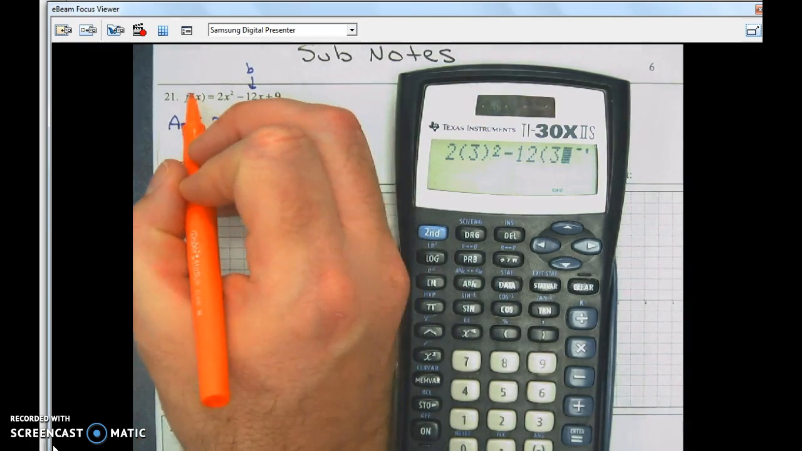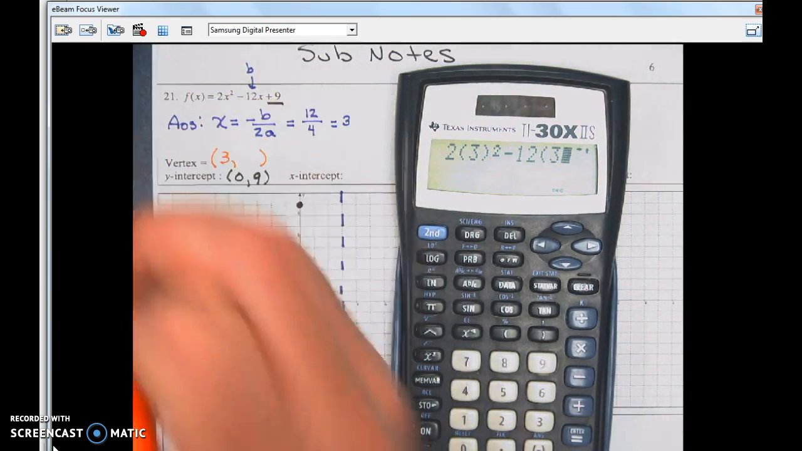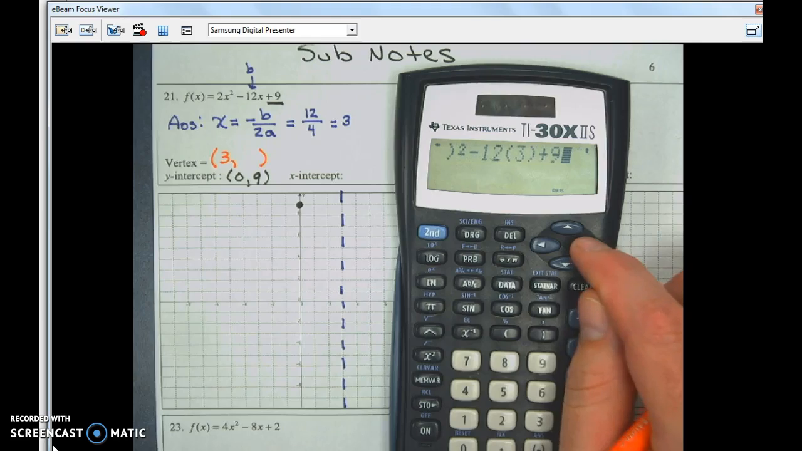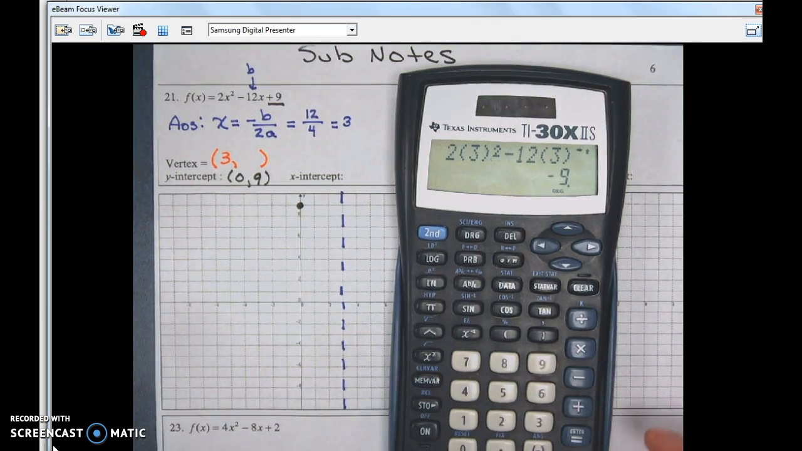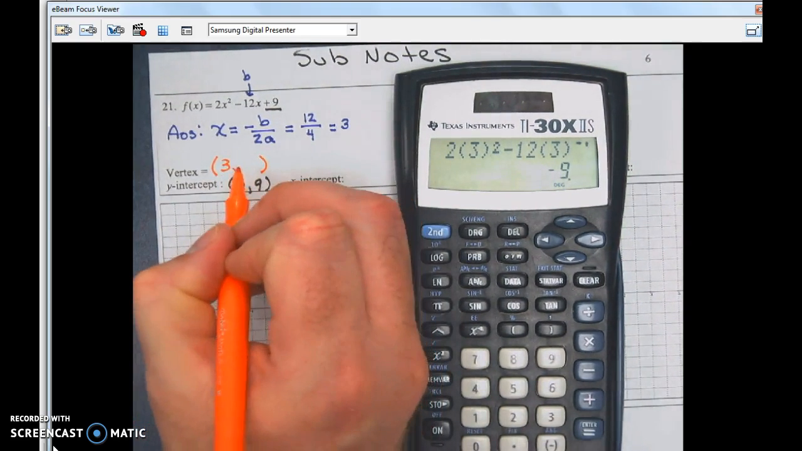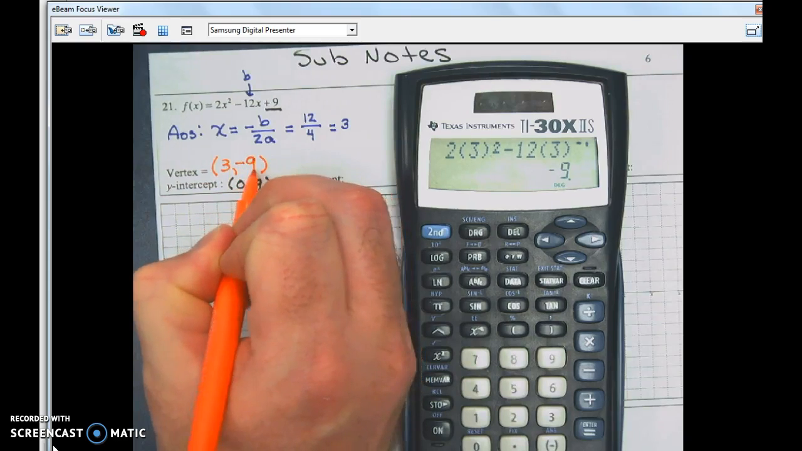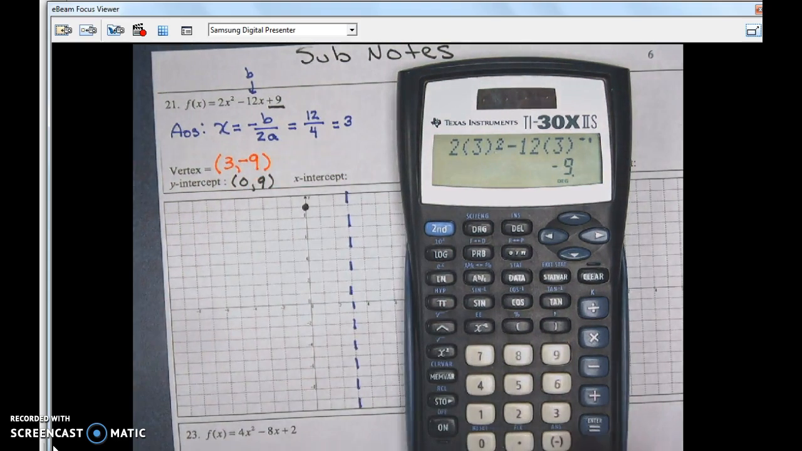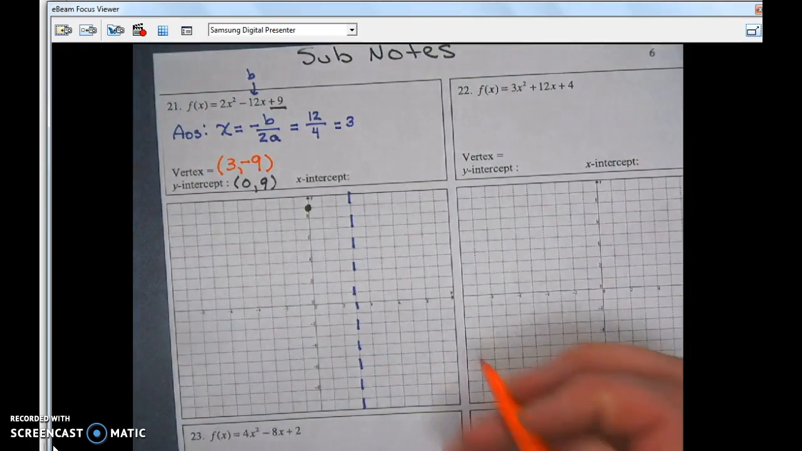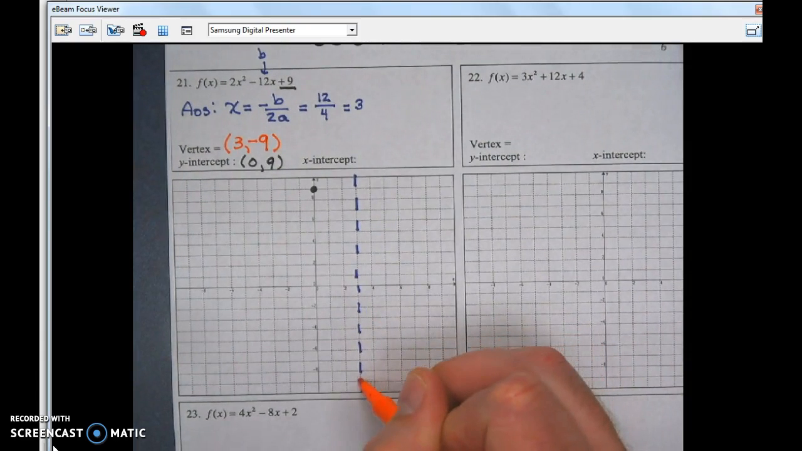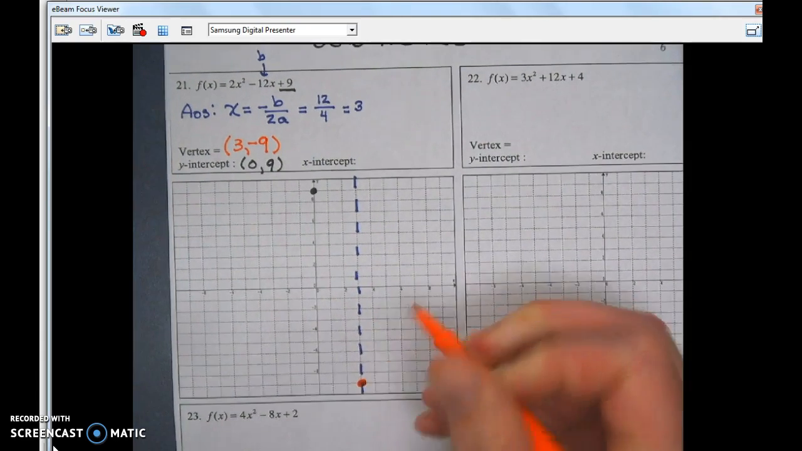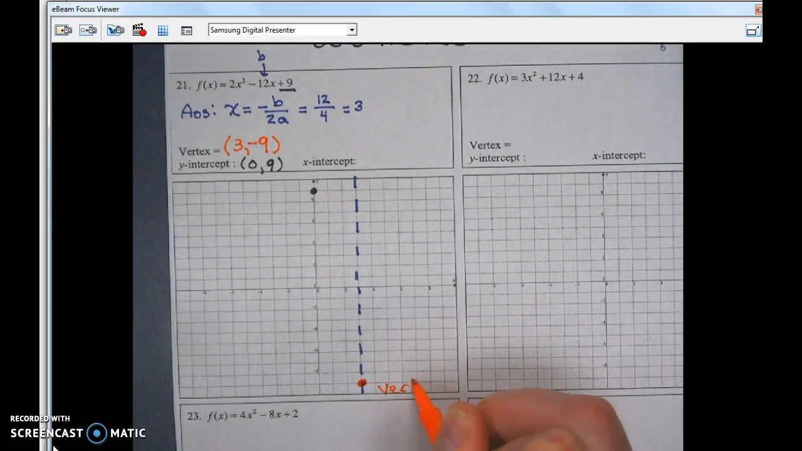And so I just typed in exactly what I saw up here in this f of x equation. Remember, f of x is just a nice way of saying y equals, so don't worry about that f of x. And so when I hit enter, I get negative 9. So my vertex is 3 over and 9 down. So now I can go to graph that. 3 over 9 down. That would be this point right here. That is my vertex.